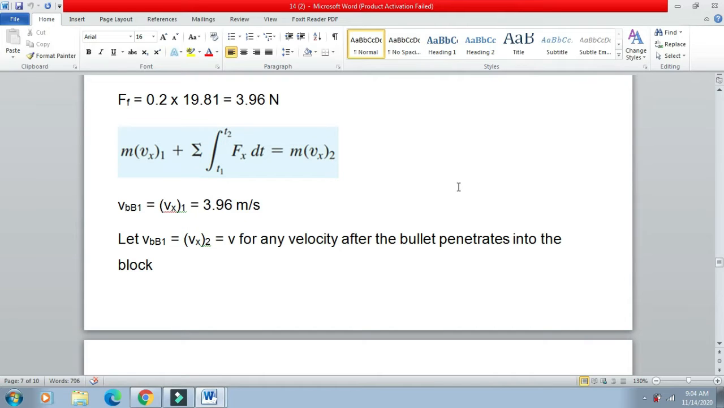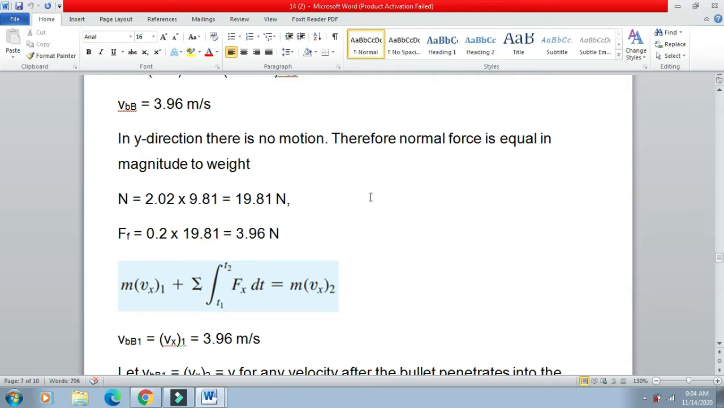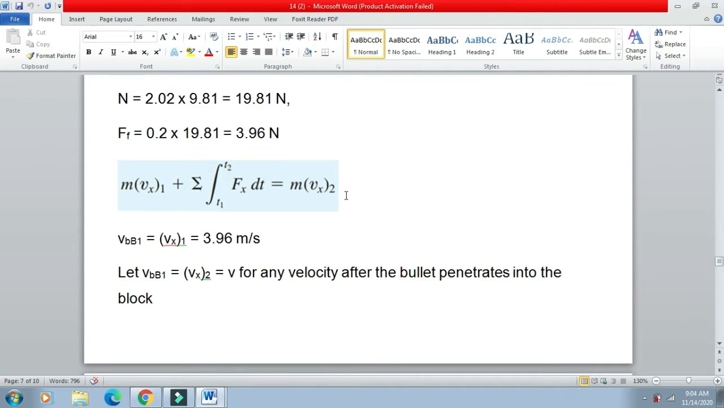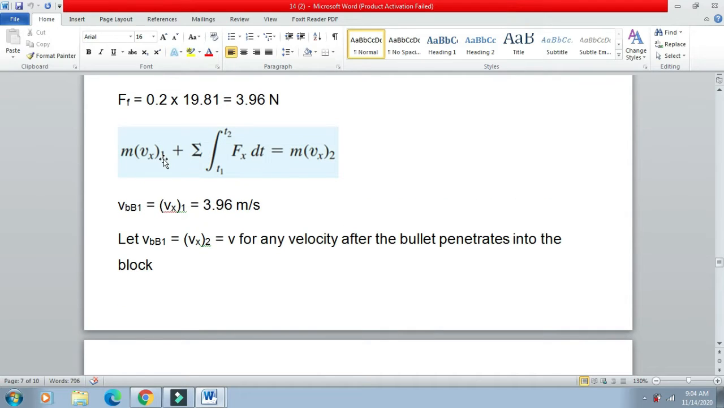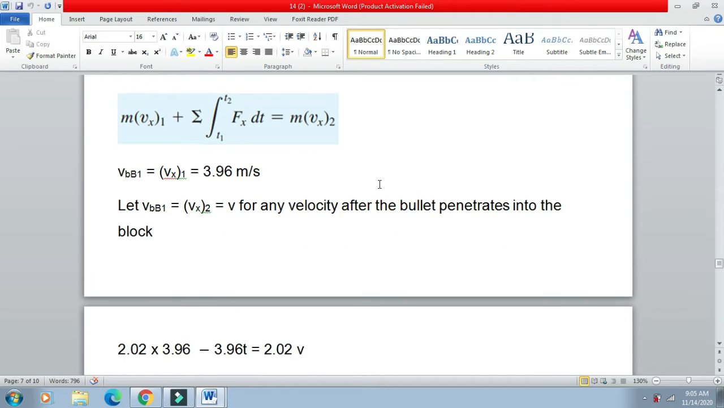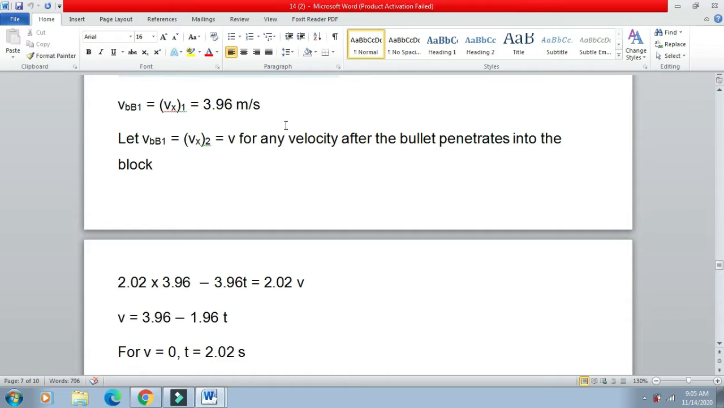Then we apply the impulse and momentum equation. Now here location 1 or point 1 or instant 1 is where the bullet is penetrated into the block. That is the instant where the velocity is 3.96. When the two embedded particles or two combined particles will move, due to friction the velocity will reduce. So we apply the impulse and momentum equation between the instants where the velocity is 3.96 up to the instant where the velocity becomes 0. So initial velocity is 3.96, then friction force, it is the only force in the x direction, 3.96 again, and then multiplied by t or delta t.